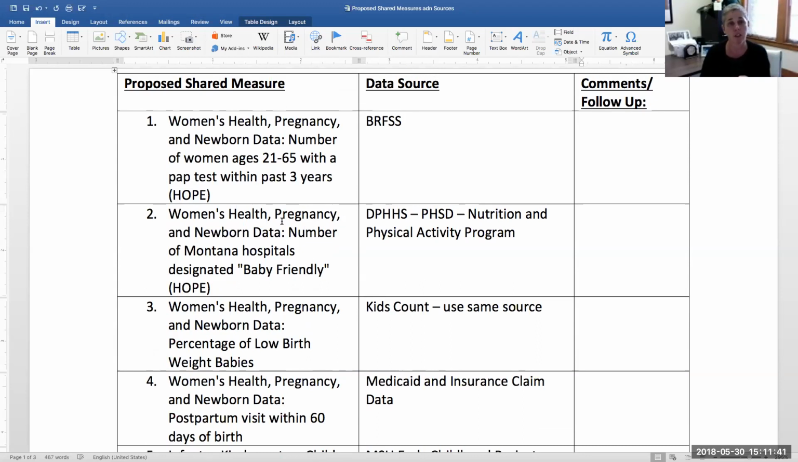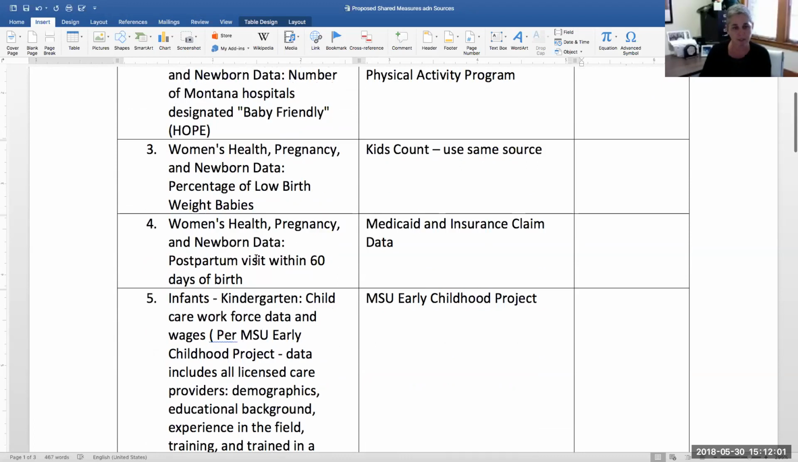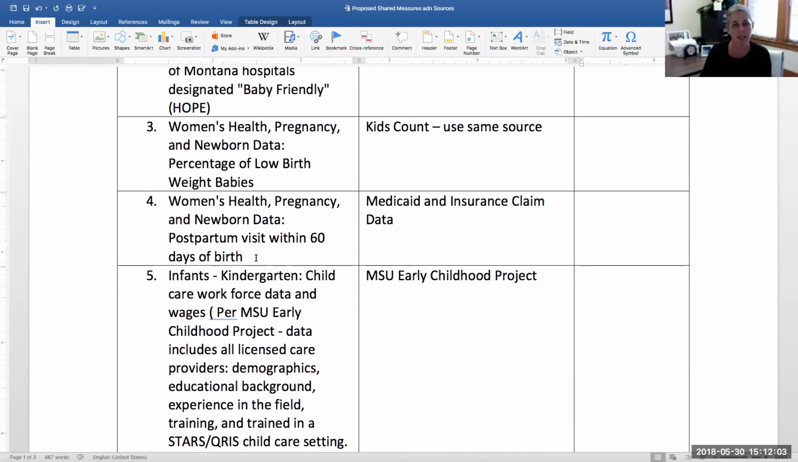So our first overarching group was women's health, pregnancy, newborn. We seem to have a cluster of measures that focused on that, basically pregnancy or pre-pregnancy to just being born. Those included, we'll go through the specifics after. The second we really did by infant to kindergarten, so sort of a lifespan view.